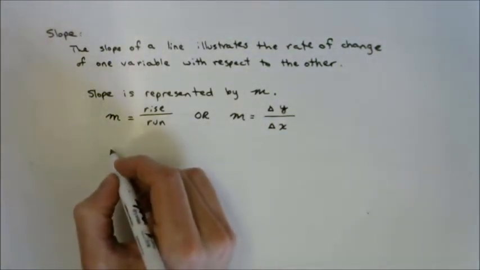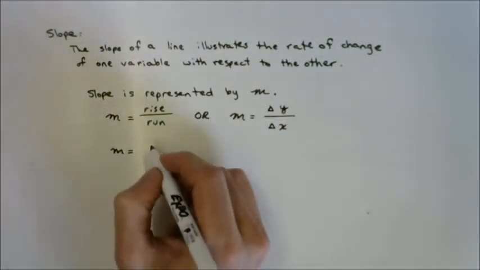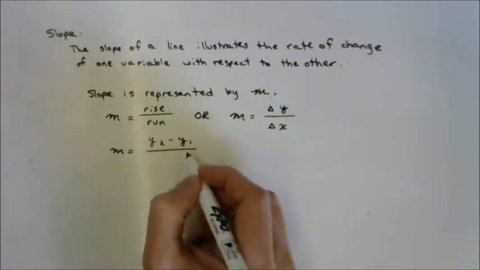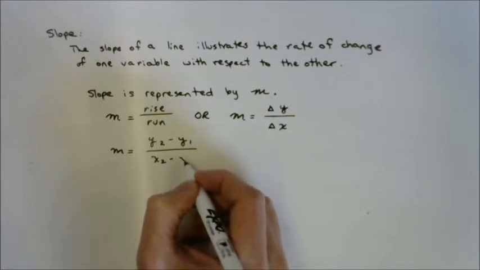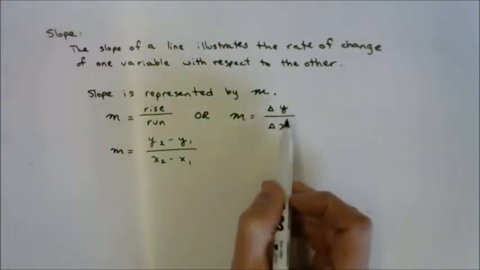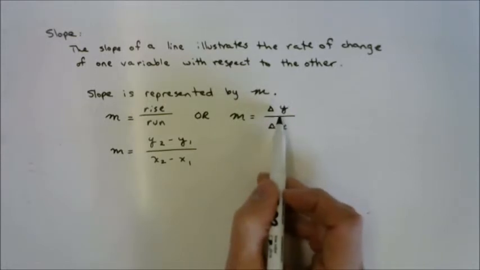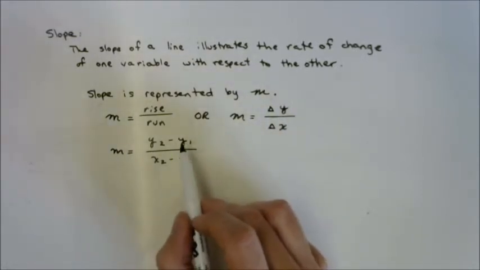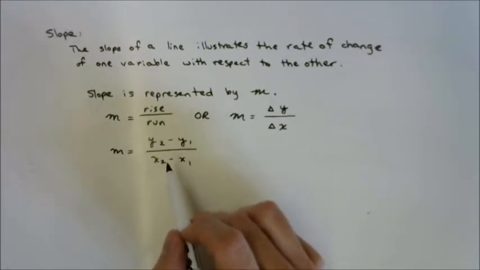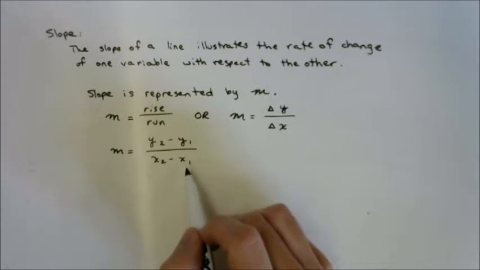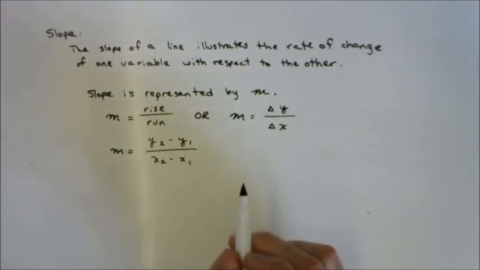And then here we can also write your equation that you actually use when you have two coordinates. y2 minus y1 over x2 minus x1. And that's exactly what delta y means. It means the change in y over the change in x, which is simply the difference between your two y coordinates over the difference between your two x coordinates, as long as you're consistent between which point you're using as point 1 and which point you're using as point 2.